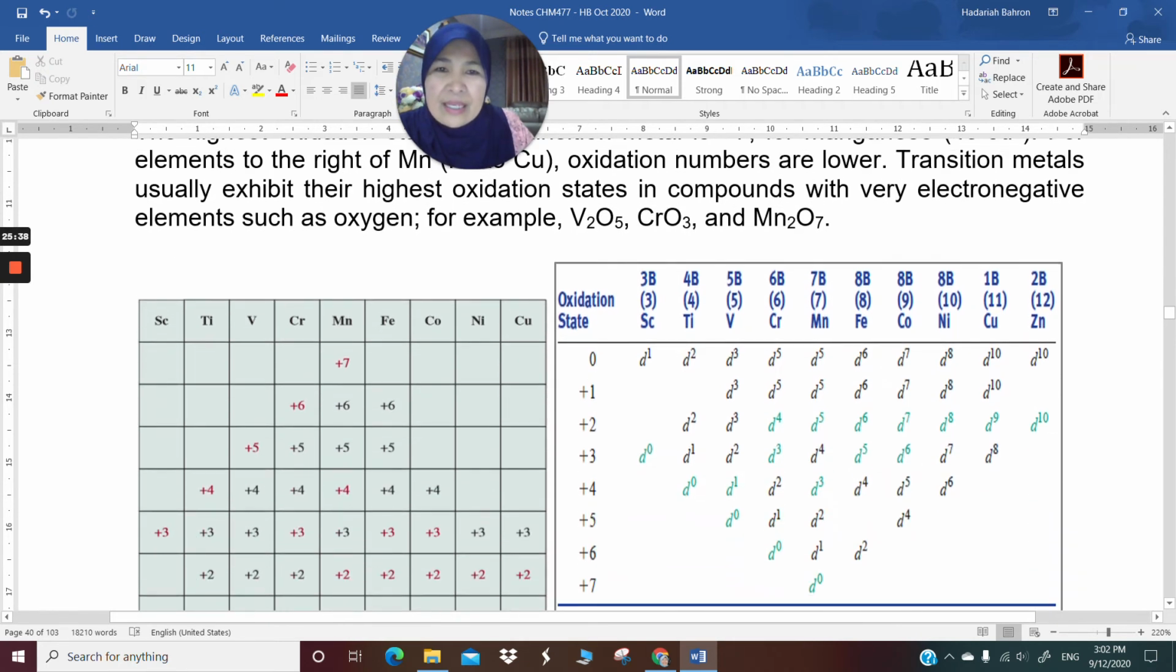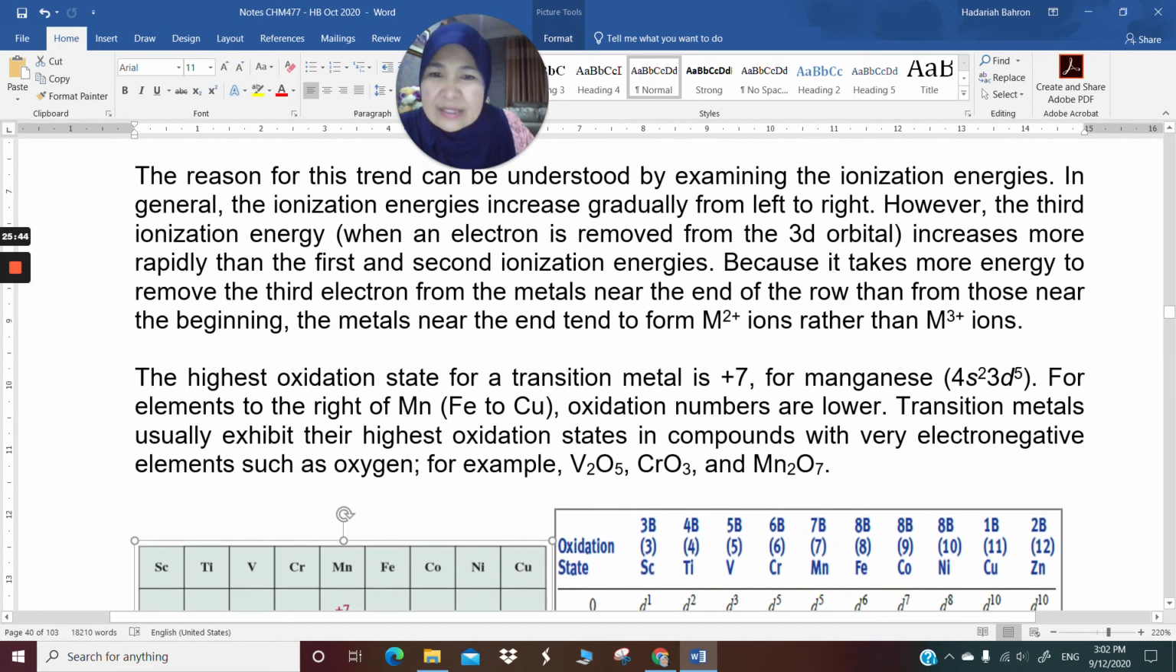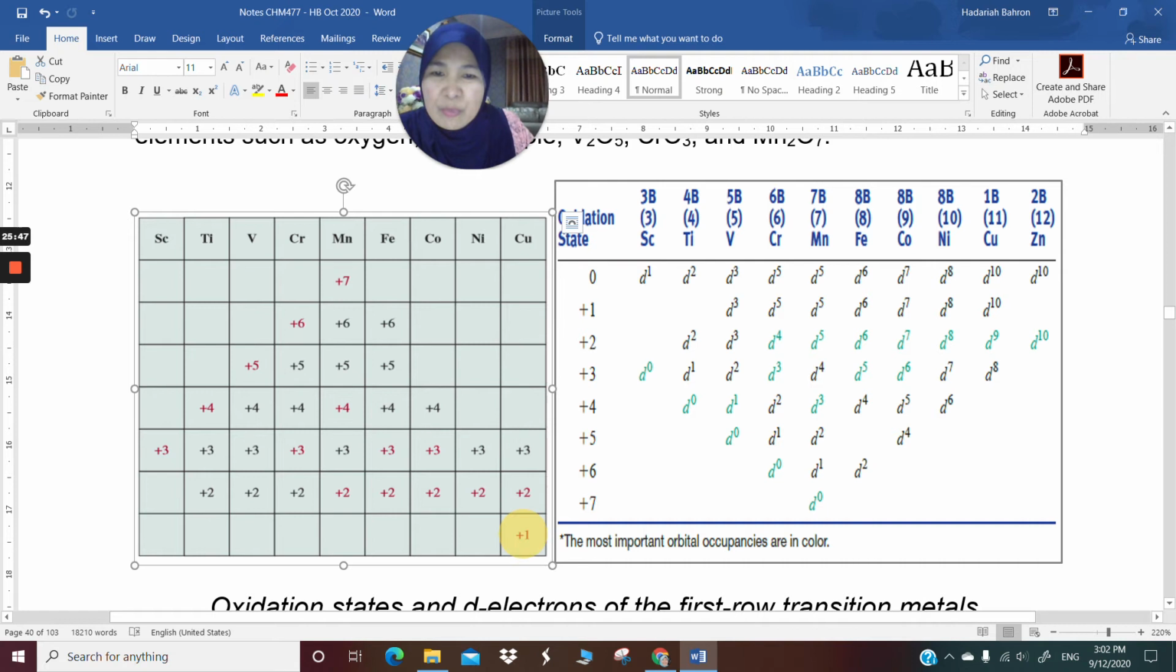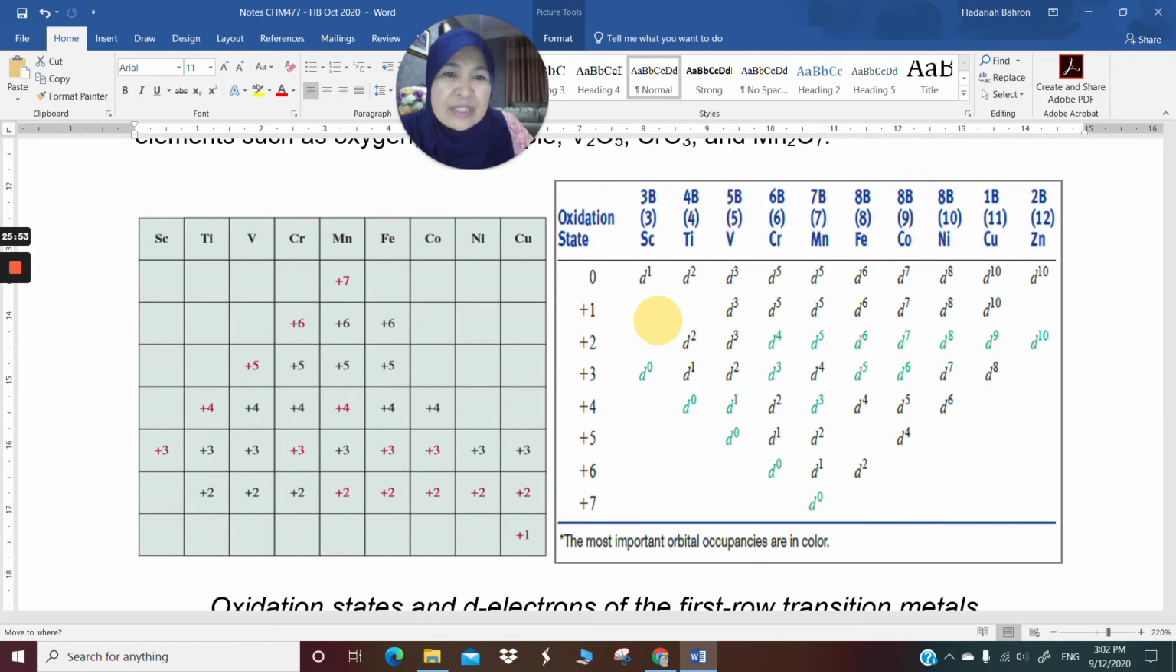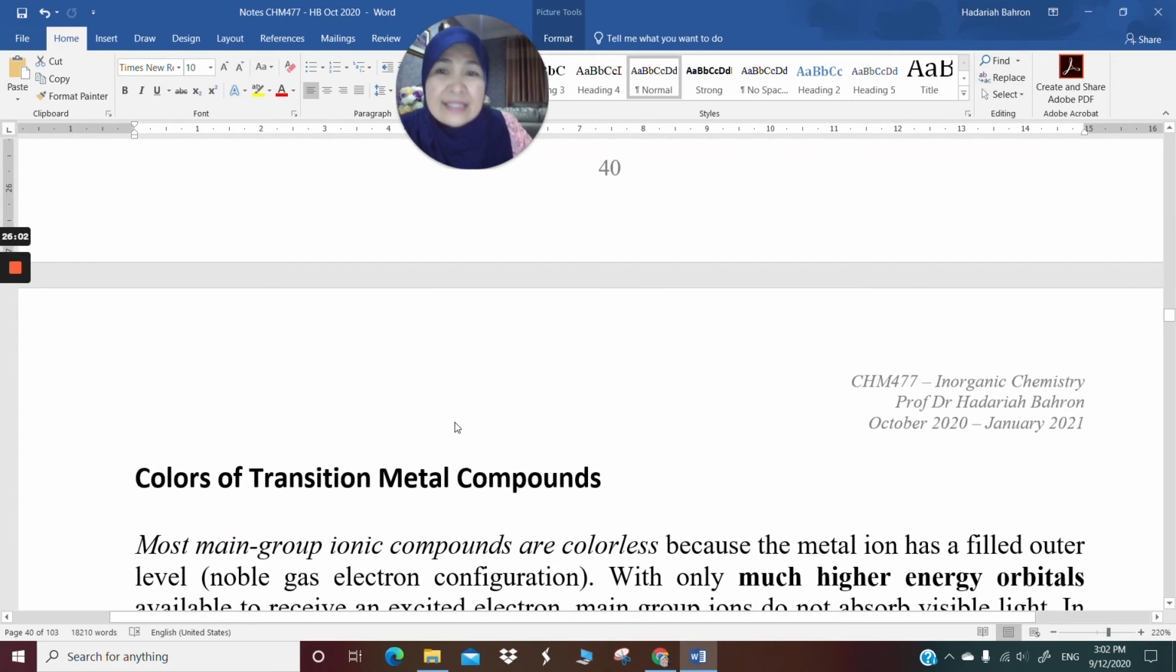You have the highest transition metal oxidation state that you can see here. The stable is 7 and the lowest is 1. Copper 1 is quite stable also. And these are the number of d electrons corresponding to these oxidation states. So that is the first property of transition metals that is very different from other elements in the periodic table. One, they are able to have different oxidation states, unlike representative elements.